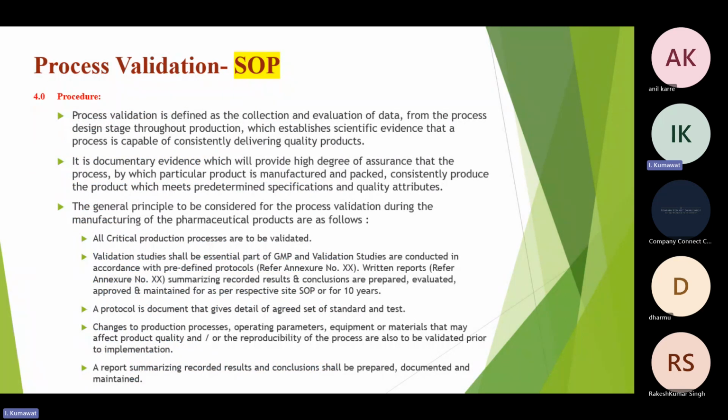Then this is the procedure part. Process validation is defined as the collection and evaluation of the data from the process design throughout production, which establishes scientific evidence that the process is capable of consistently delivering quality products. Our main objective is that once we validate and qualify our process, it should consistently deliver quality products. The process should be capable of that only.